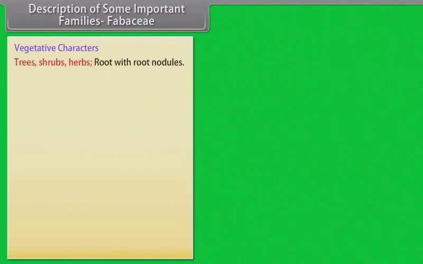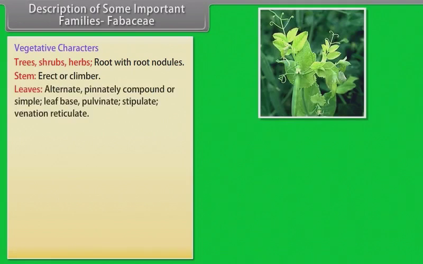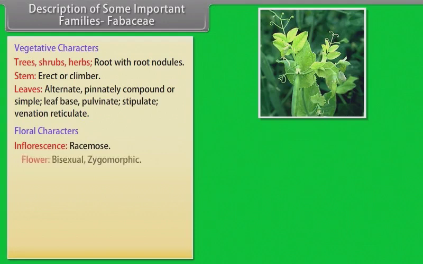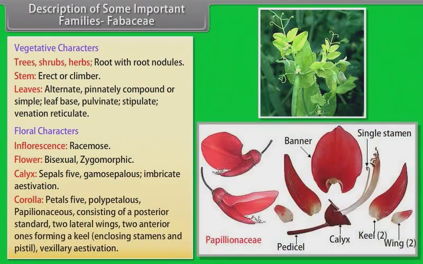Vegetative characters. Trees, shrubs, herbs, root with root nodules, stem erect or climber, leaves alternate, pinnately compound or simple, leaf base pulvinate, stipulate, venation reticulate. Floral characters. Inflorescence racemose. Flower bisexual, zygomorphic. Calyx sepals 5, gamosepalous, imbricate aestivation. Corolla petals 5, polypetalous, papilionaceous, consisting of a posterior standard, 2 lateral wings, 2 anterior ones forming a keel, enclosing stamens and pistil, vexillary aestivation.